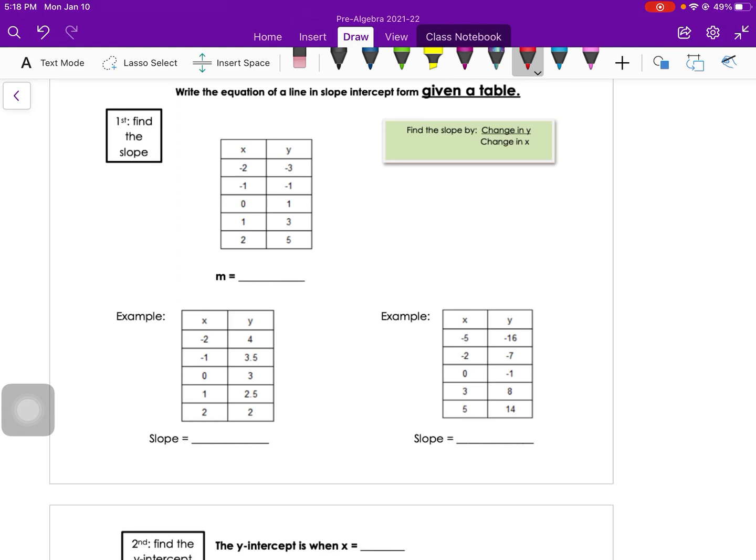To find the slope, it's not rise over run, it's change in y over change in x. So here, I'm just going to look for my change in x, which is 1. My change in y, it looks like I'm increasing by 2 every time. So my slope is 2 over 1, or you can just write that as 2. Notice for right now, we're just finding the slope, not writing the equation of the line yet.